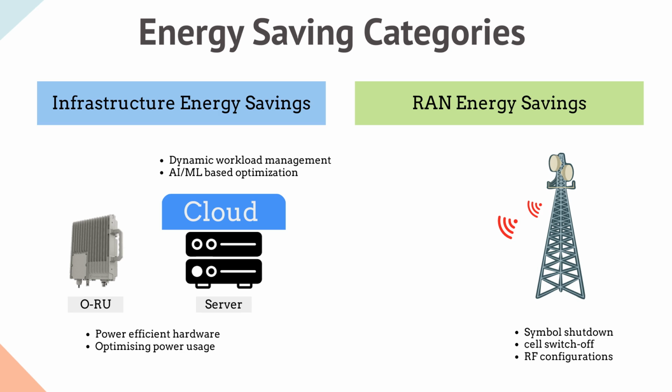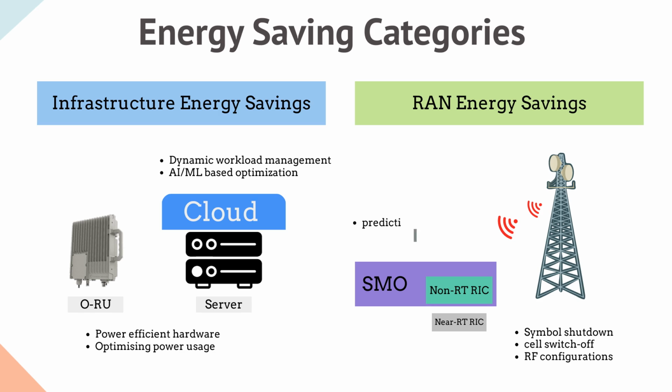And one of the most important aspects is also the intelligence and automation. This section focuses on leveraging AI/ML algorithms and intelligent management by the SMO and RIC to optimize and automate energy-saving mechanisms across the entire RAN functions. This includes predictive power saving and energy-aware traffic steering. At a high level, these are the areas where energy-saving optimizations can be achieved. Now we will deep dive more into infrastructure and RAN energy savings by taking a few use case examples.